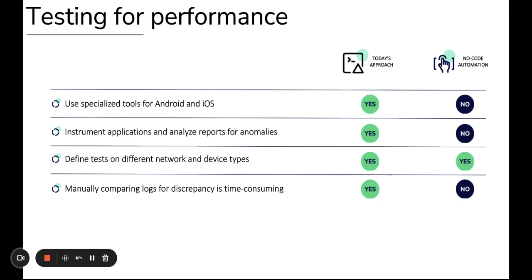And then at the end of the test, you're manually comparing logs for discrepancies between iOS, Android, and other platform tests manually, which again poses a lot of time and effort in running and maintaining these tests. A good no-code automation platform will do all this heavy lifting for you and shield all the complexity from the developer when it comes to performance testing.